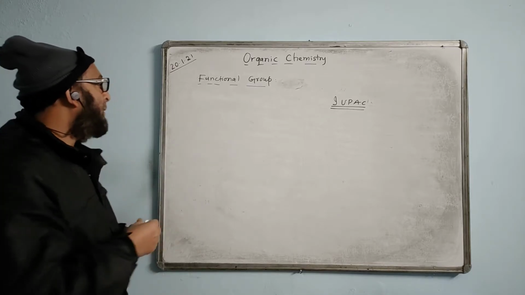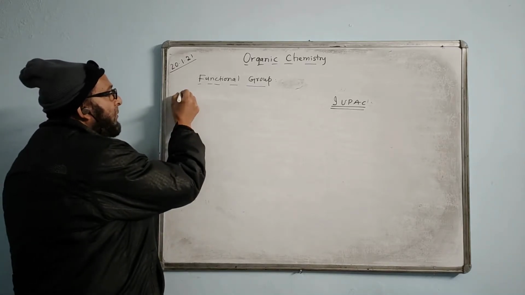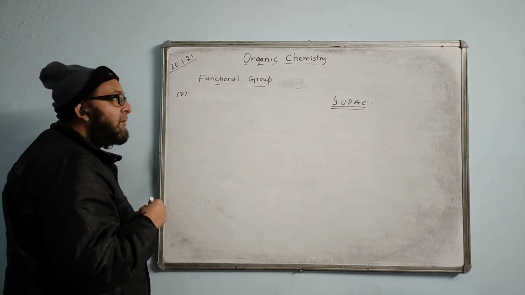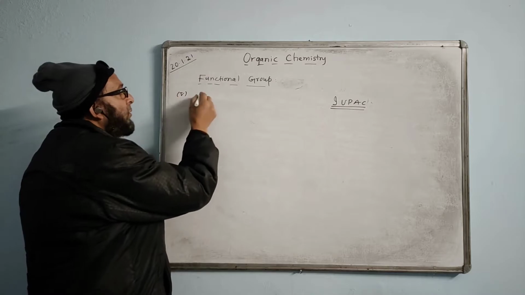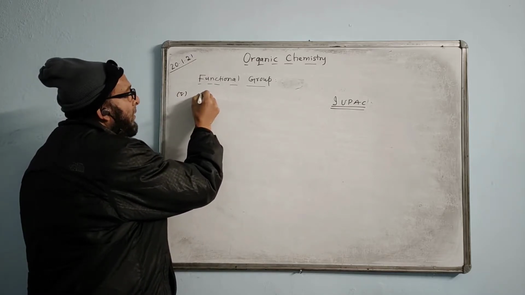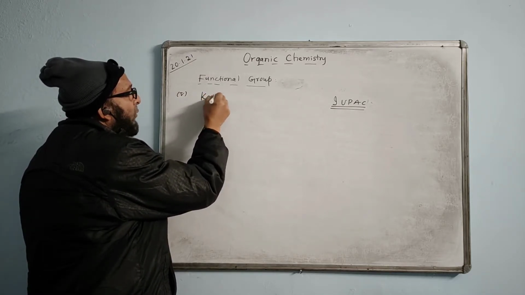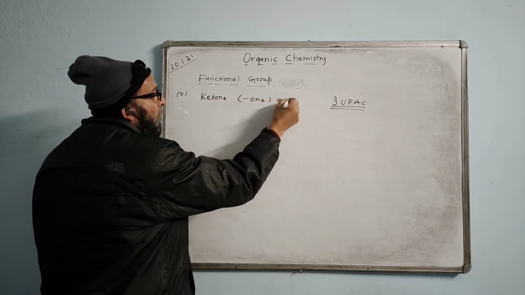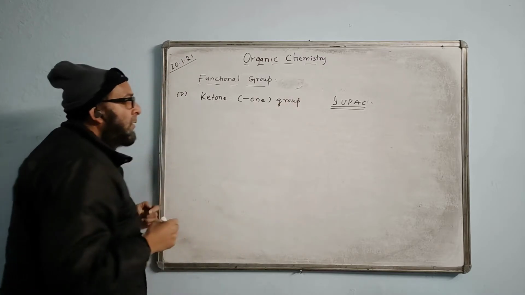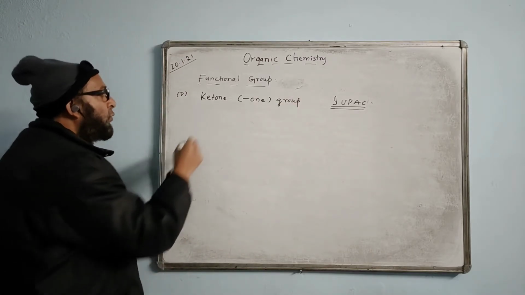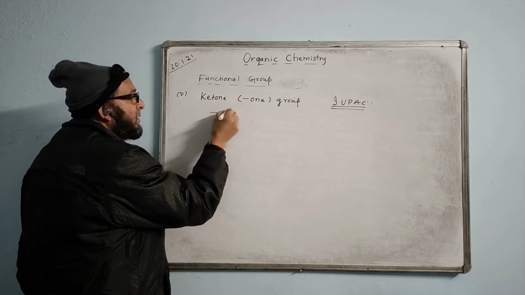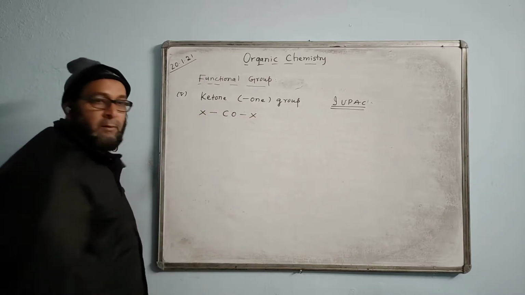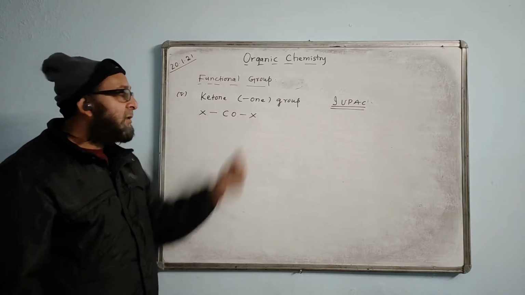Now we are in the fifth one, number 5. Number 5 is called ketone group. Ketone group, or we call it one group. Okay, and one group's identification marks like this: CO, this X and this also X. Same thing you should have, left hand side and right hand side you should have the same thing.